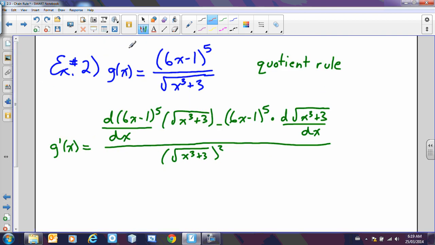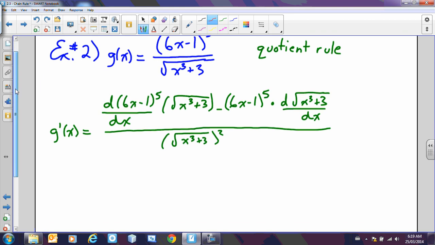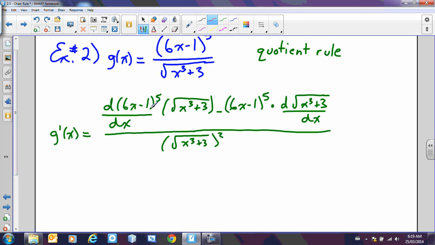In terms of another one with the quotient rule here, I'll go through it a little bit quicker this time. So the quotient rule tells me to take the derivative of the numerator, leave the denominator alone, subtract numerator times derivative of the denominator, and again, all over the denominator squared. Okay, so that's just sort of how that works out.